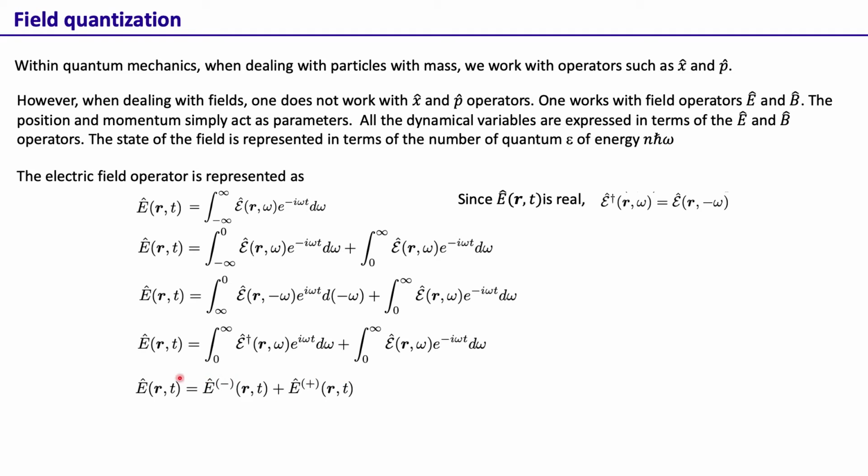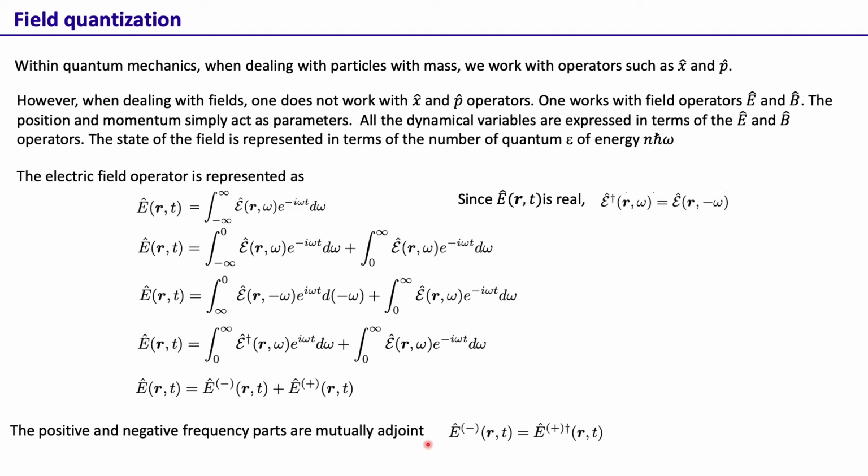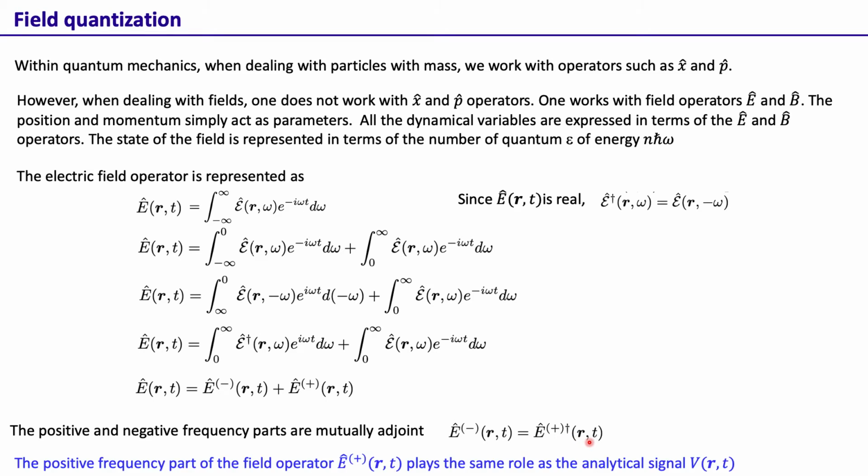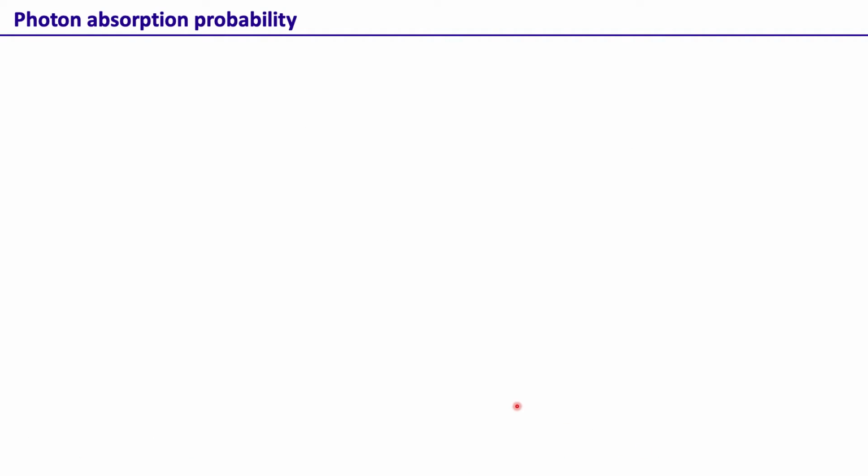So this is the total electric field operator, this is the electric field operator corresponding to the positive frequency part, and this is the electric field operator corresponding to the negative frequency part. And the positive and negative frequency parts are mutually adjoint. That means E minus(r,t) is equal to E plus dagger(r,t), and let me mention here that the positive frequency part of the field operator, this E plus(r,t), plays the same role as the analytic signal V(r,t).